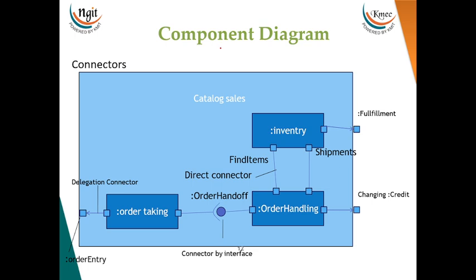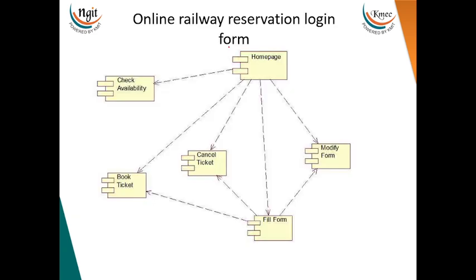In the component diagram, catalog, order taking, inventory and order handling are distinct interactions. You can understand this is the interaction between the interfaces. Correct. Order taking interacts through delegation connectors, direct contact, connectivity, credit card, and everything. This is what a component diagram represents.